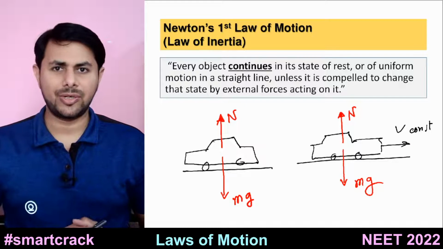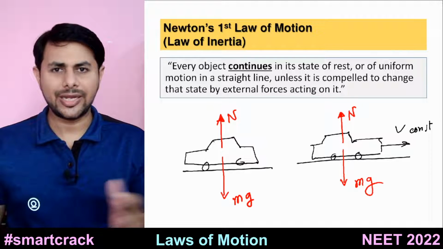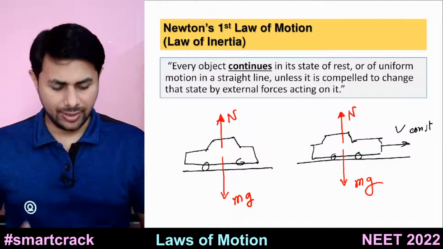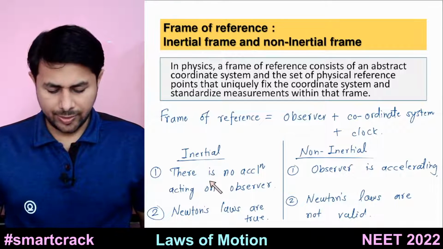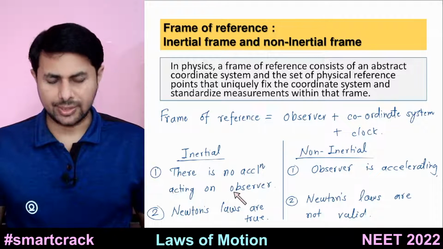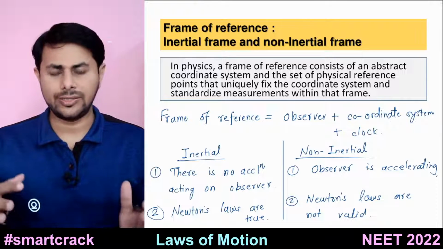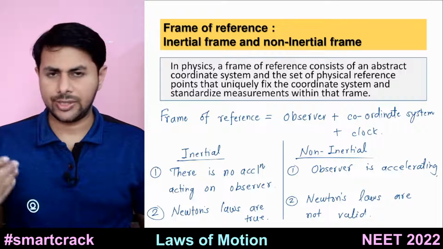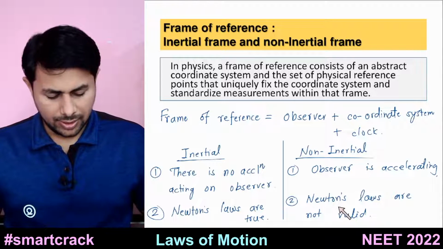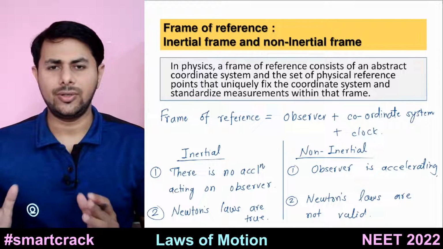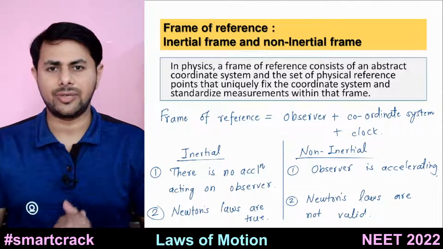What is non-inertial frame of reference? If your car accelerates, that means there is some net force acting on the car. In inertial frame of reference, there is no acceleration acting on the observer. In non-inertial frame of reference, the observer is accelerating. In inertial frame of reference, Newton's laws are true. In non-inertial frame of reference, they are not true. This is the difference between inertial and non-inertial frame of reference.